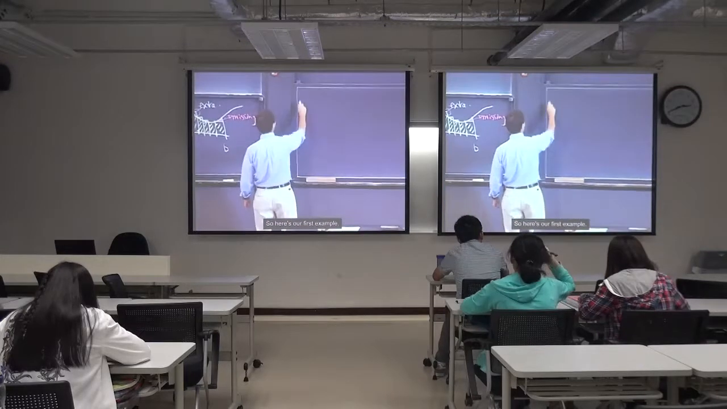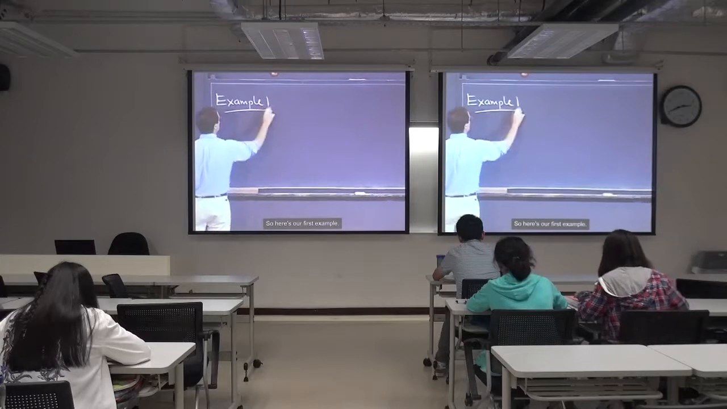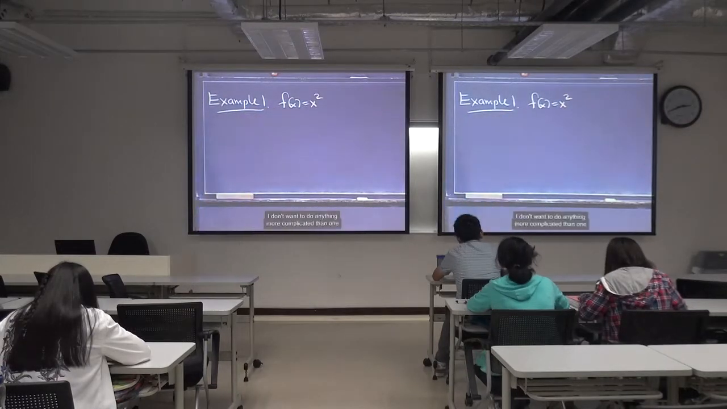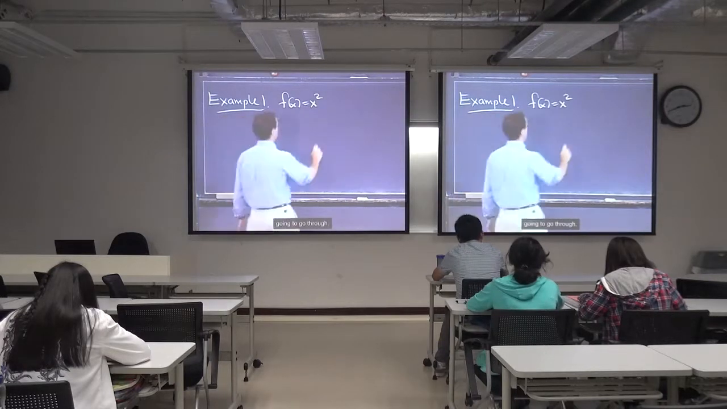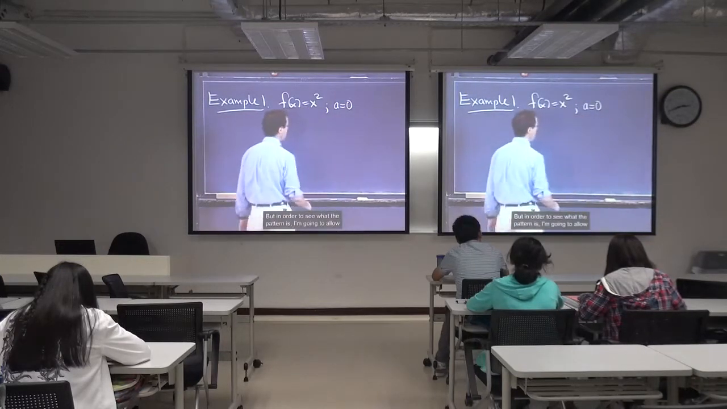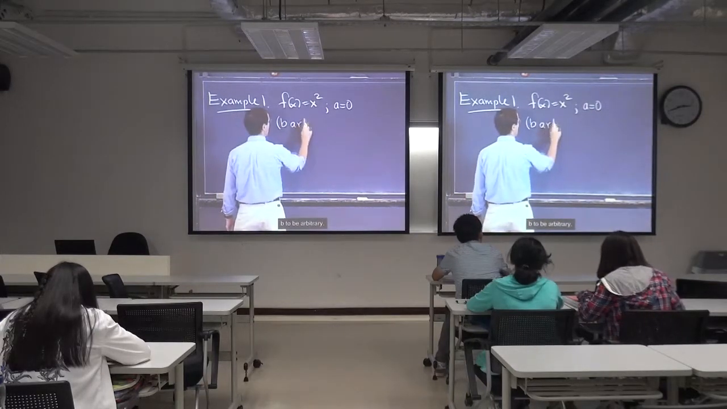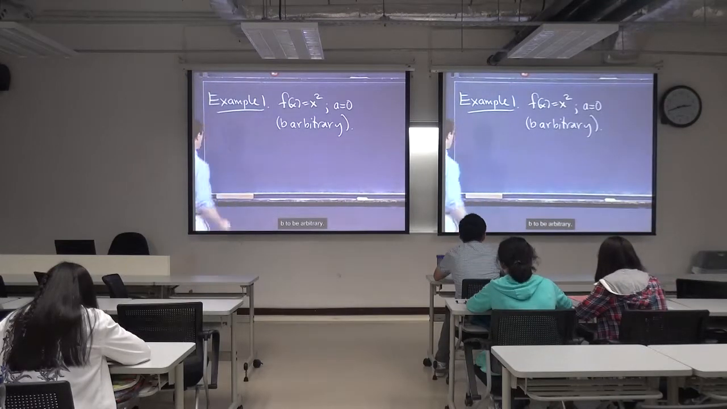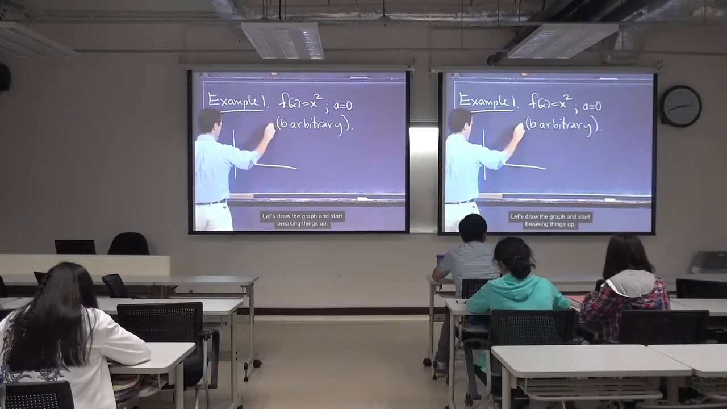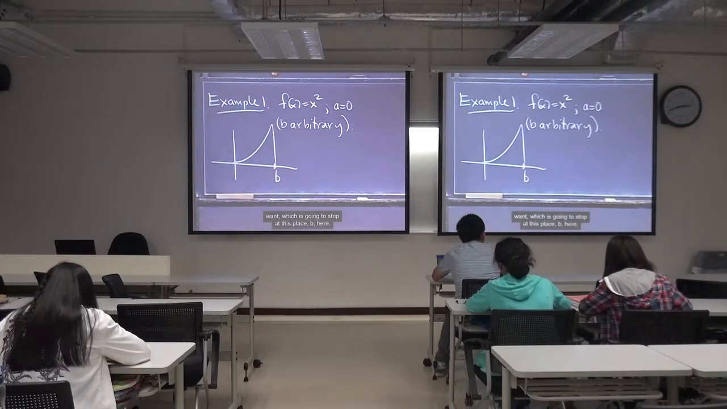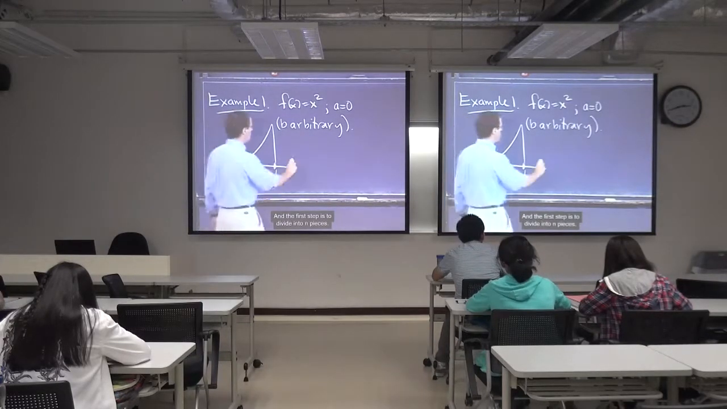Alright, so here's our first example. I'll take the first interesting curve, which is f of x equals x squared. I don't want to do anything more complicated than one example, because this is a real labor that we're going to go through. To make things easy for myself, I'm going to start at a equals 0, but in order to see the pattern, I'm going to allow b to be arbitrary. Let's draw a graph and start breaking things up. Here's the parabola, and there's this piece that we want, which is going to stop at this place b here. The first step is to divide into n pieces.